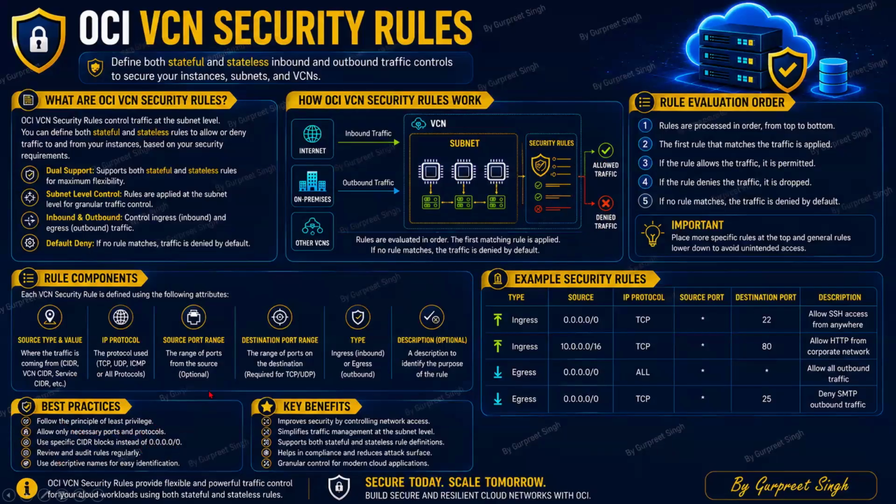only the set of IP addresses should be allowed. And also, you should be reviewing your rules regularly, so that in case you see any rule that is not required, you can simply delete or remove that. Use descriptive names for easy identification. These are the few best practices that you can follow while defining the security rules.